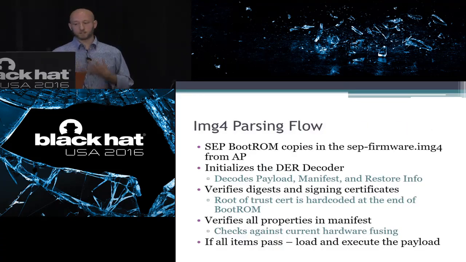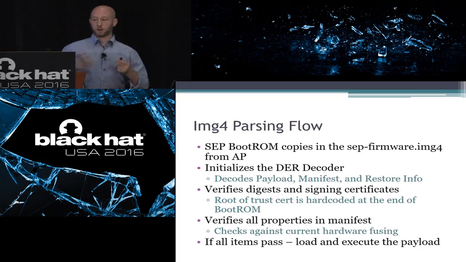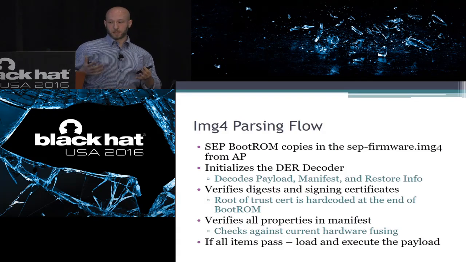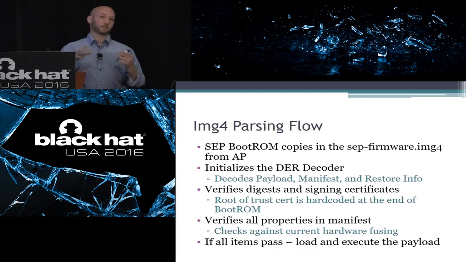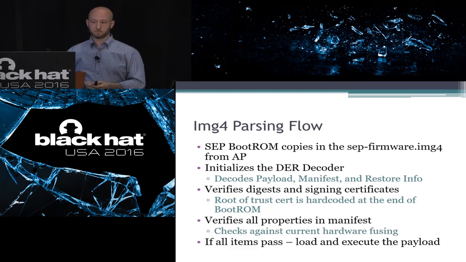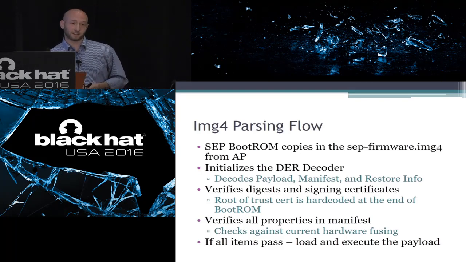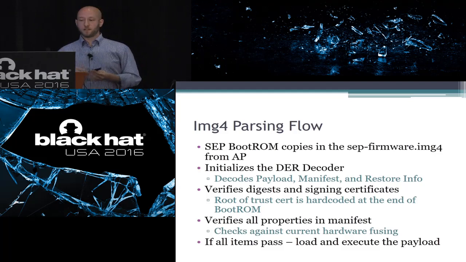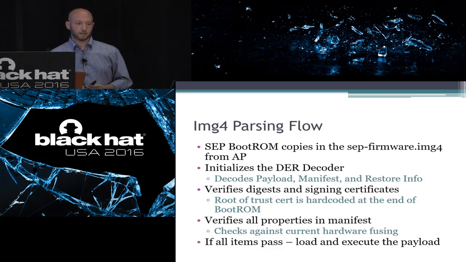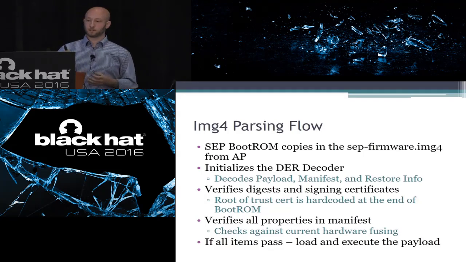So let's talk about how the flow works. Originally, AP sends the firmware over to SEP. Then it initializes the decoders, so it has your payload, manifest, things like that, and just reads through those, verifies the digests and the certificates, and makes sure it's actually signed correctly. The root of trust of it all is actually in the boot ROM, so that certificate's not changing. Then after that, it goes through and verifies all the different properties in the manifest, making sure that the ECID matches, things like that. And finally, if all items pass, it executes the firmware itself.